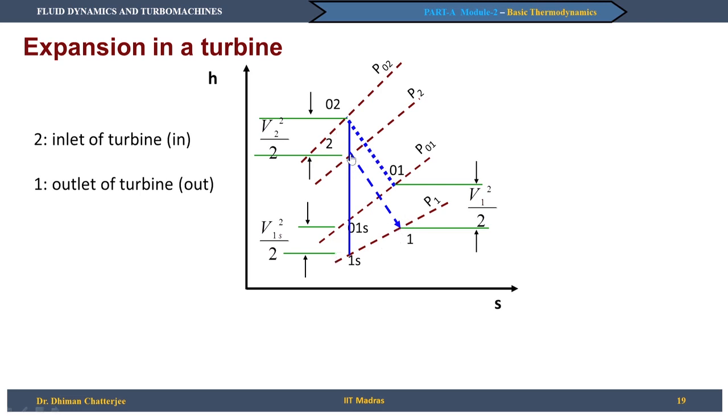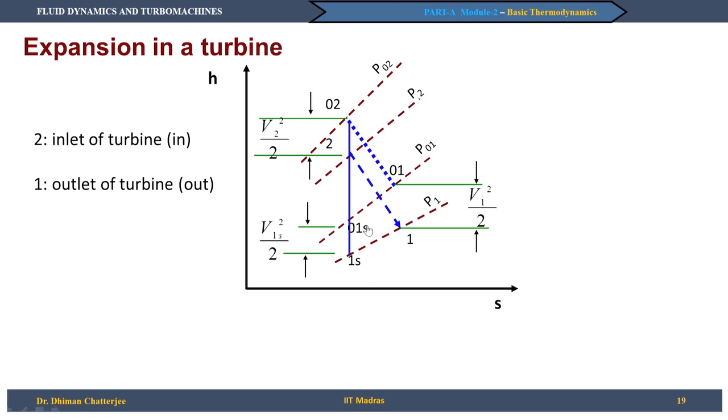Whereas, in the ideal case, in an isentropic process, there is no change in entropy, and we see that from 2 it would have come to 1s. This letter s here denotes that s is constant, an isentropic process. We can also talk in terms of the stagnation properties, which is nothing but h02, for example, is nothing but h2 plus V2 square by 2, and h01s is nothing but h1s plus V1s square by 2.